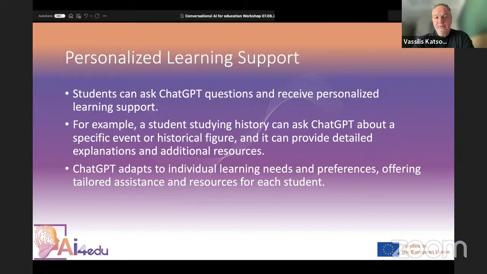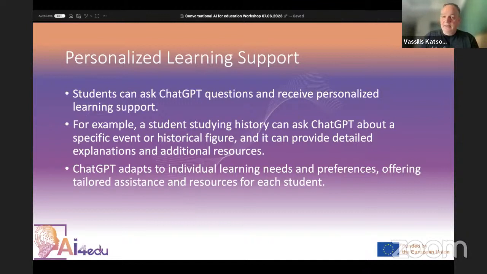So for example, we can have students studying history and they can ask ChatGPT about specific historical figures, detailed explanations, etc., and provide resources. It's like querying Google and getting the corresponding links, and then you have to extract the information and put it together. But with ChatGPT, you can get coherent text answering questions.